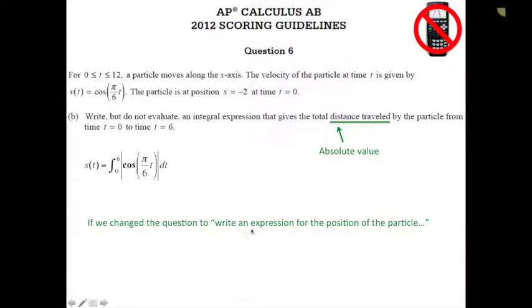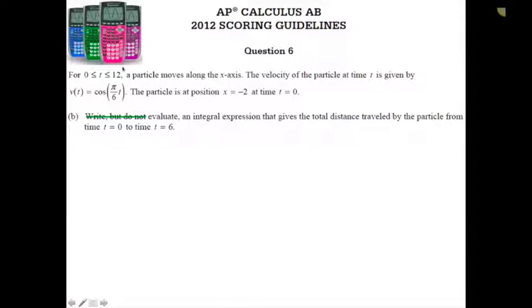If we change this question to write an expression for the position of the particle, then just a quick caveat here, how position and distance traveled are different. Position means we drop the absolute value signs. We want the actual position. It could be positive, it could be negative. And then we have to add the initial condition of where we start. So this would turn into the integral plus negative 2, because we have a position of negative 2 there. This is representing our displacement, and this is representing the initial position.